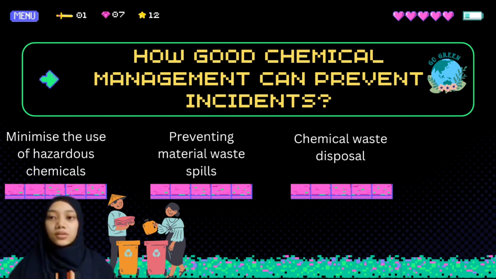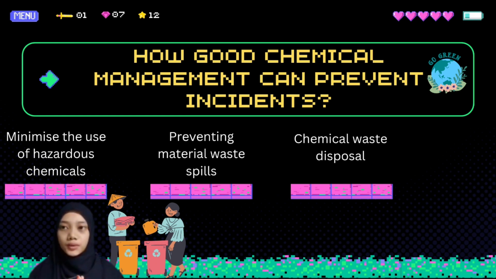Second, preventing material waste spills. Efficient production scheduling to ensure chemicals are only taken from storage when they are going to be used will also help mitigate the risk of leaks and spills. Minimizing the need to transfer material into different containers and using pre-weighed packages to reduce handling requirements will also help reduce the risk.